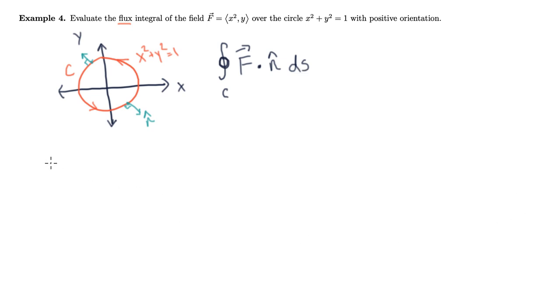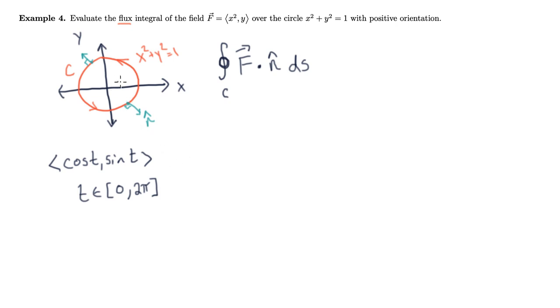So the parameterization of the unit circle, well, hopefully by now you remember this. It's just cosine t, sine t. And we'll just let t, we want the entire unit circle, so we'll let t go from 0 to 2 pi.